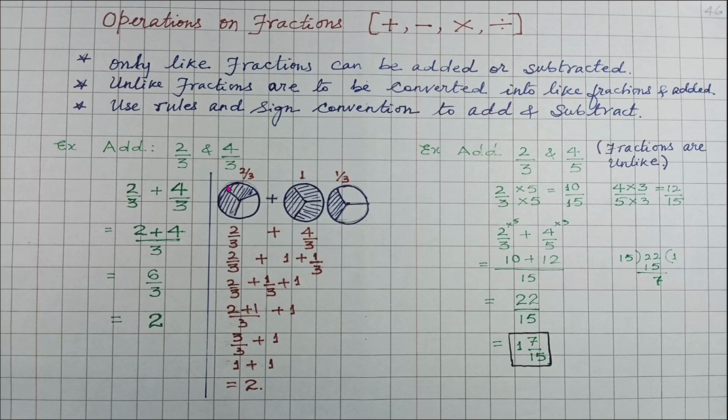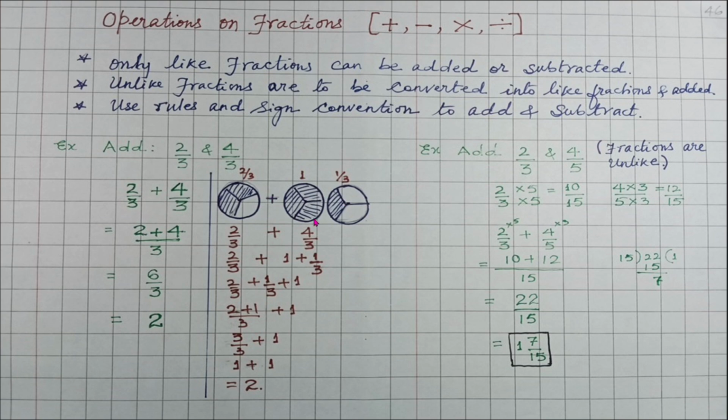Now add 2 by 3 and 4 by 3. The fractions are like here. The denominators are same. If the denominators are same, there is not much difficulty here. Just add 2 and 4, we get 6. 6 upon 3, 3 2s are 6. The answer is 2. The sum of 2 by 3 and 4 by 3 is 2.